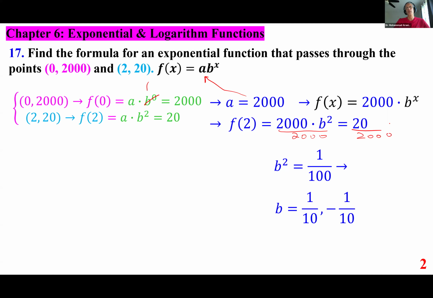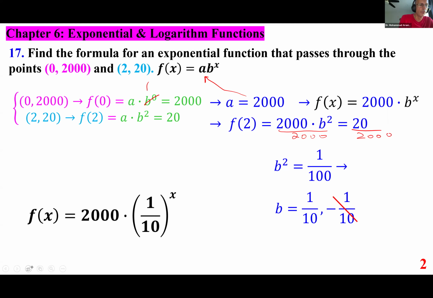Remember, in the case of an exponential, the base must be positive and it can't be 1. So negative 1 over 10 is out. And you replace it and you say f(x) equals 2000 times 1 over 10 to the power of x.